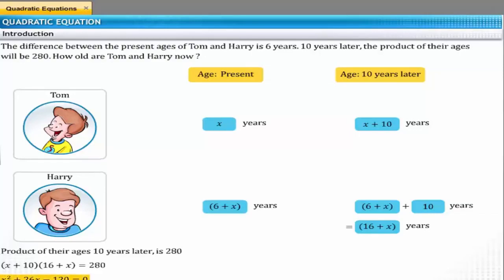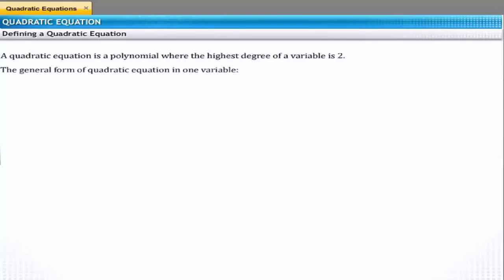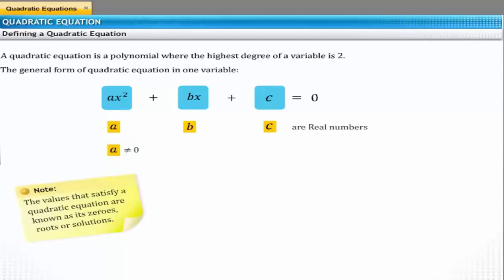Equations where the degree of the variable is 2 are called quadratic equations. A quadratic equation is a polynomial where the highest degree of a variable is 2. The general form of quadratic equation in one variable is ax squared plus bx plus c is equal to 0, where a, b and c are real numbers. A is not equal to 0. The values that satisfy a quadratic equation are known as zeros, roots or solutions of that quadratic equation.